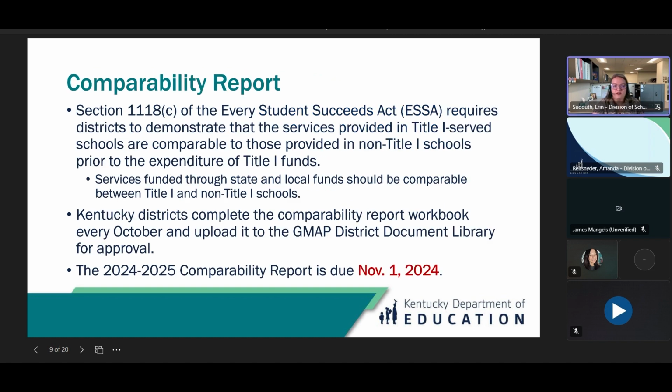All right, so moving on to the main topic today, which is comparability. It's always good to go over this every year because it is something that we just do once a year, so it's really easy to forget the exact steps and the ins and outs.